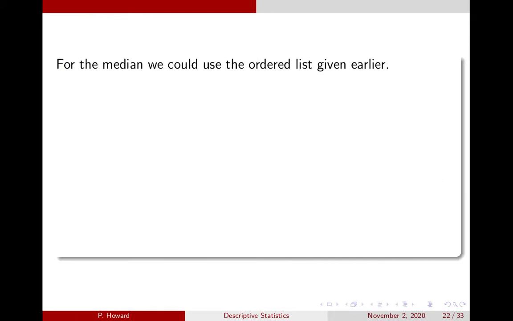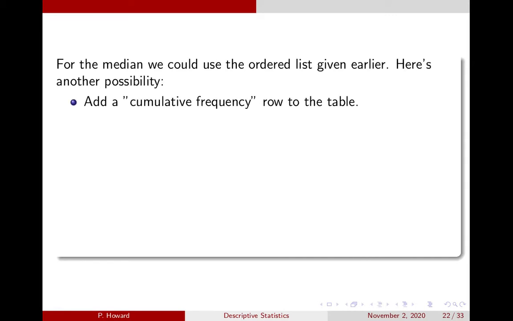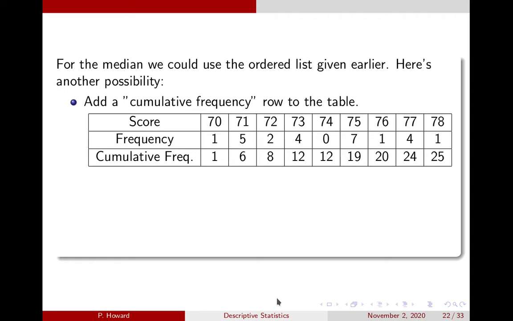Now for the median, we did have an ordered list of the numbers at the beginning of the slide presentation, and we could use that ordered list. Here's another possibility. What I'm going to do is add a cumulative frequency row to the table. Here's what I mean. We have the same 2 rows we had before, the scores and their frequencies, and now I've added the cumulative frequency row.